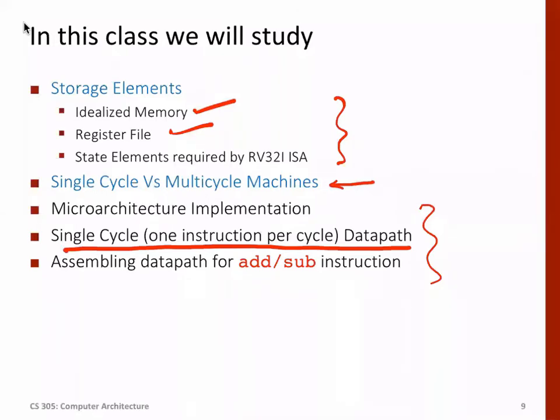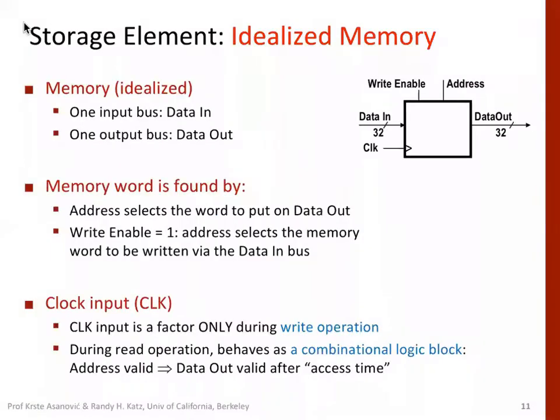Okay, thank you. Then we will look at implementation of one such instruction, that is add or subtract. So let's start with the storage elements, and I'm going very fast because you know all of this. The memory here we assume is ideal memory. When we say ideal memory, it means that we are not looking at the operation, only at module level, or black box level.